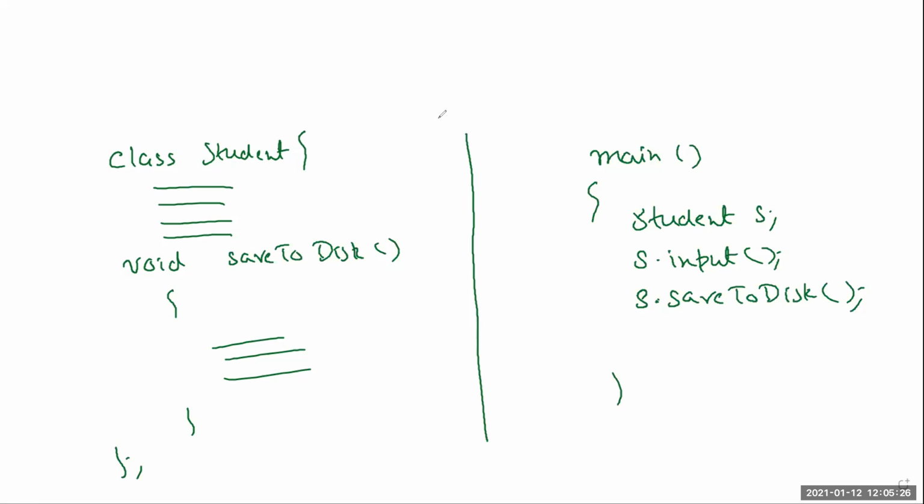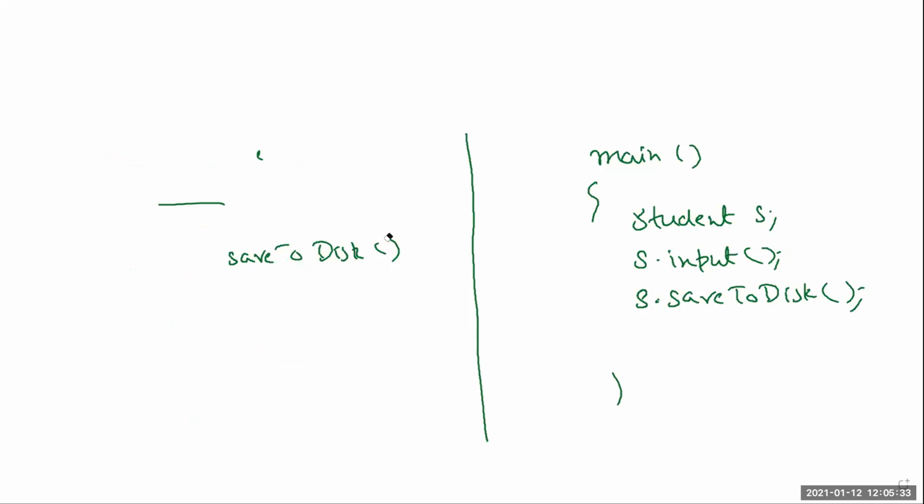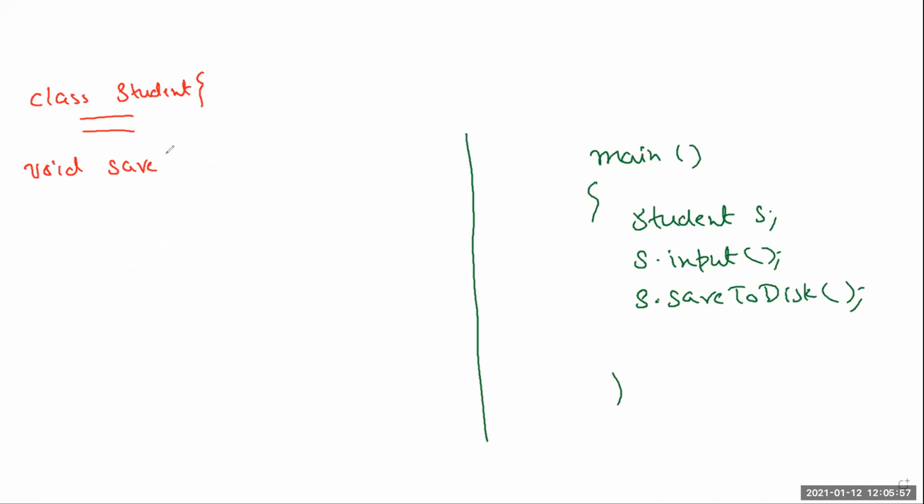Let me keep the right side and gain some space on the left side where I will be writing the body of this function. Again, almost similar to what you already know, except one new concept that I'll be introducing. So now this is our class student. Everything else is present. So I am writing this function void save to disk.